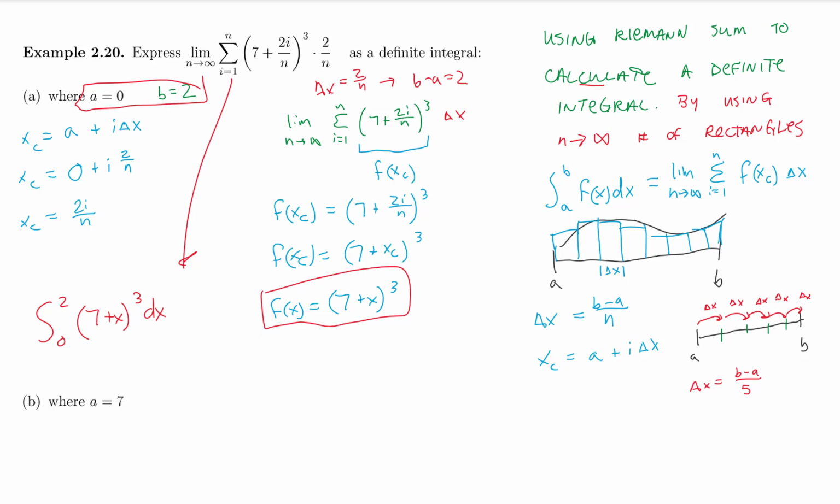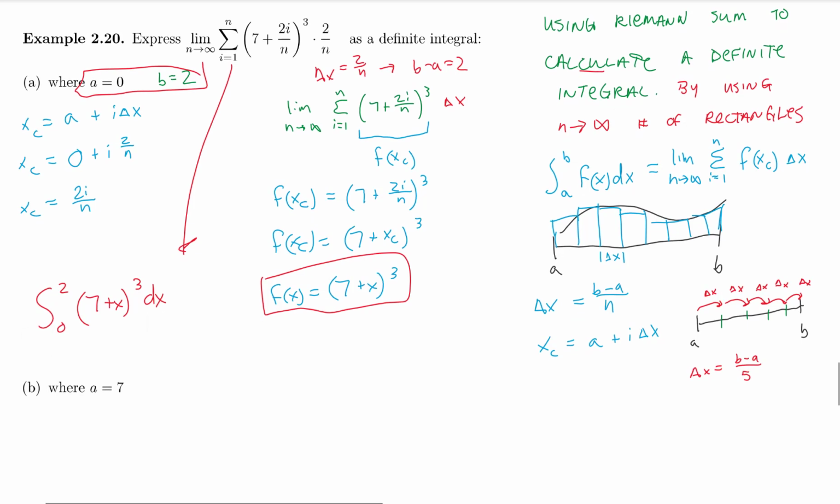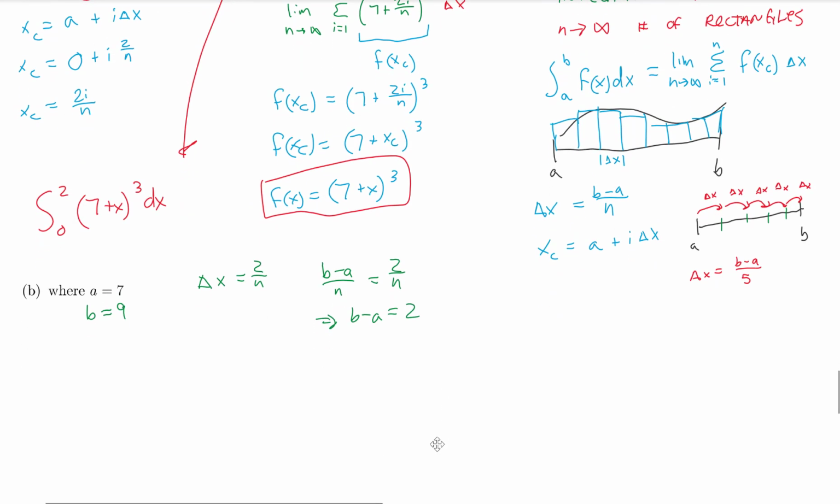Alright, that was a little bit confusing because we had all the extra explanation in there. Let's go ahead and do this a little bit more simply for part B. So to recap, we know that delta x equals 2 over n, and that tells us that (b minus a) over n is equal to 2 over n, which tells us that b minus a is equal to 2. Basically, the numerator on the very outside here, the 2 over n, that 2 gives us the width of our interval. So we know right away that b is equal to 9.